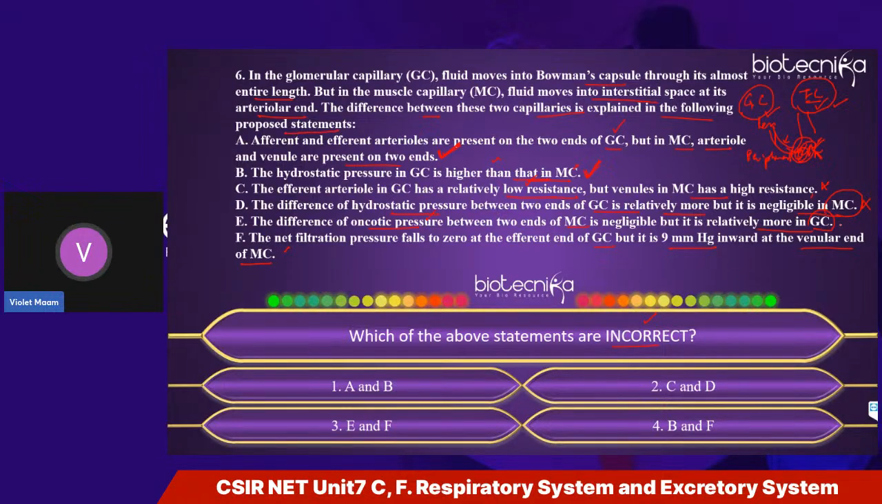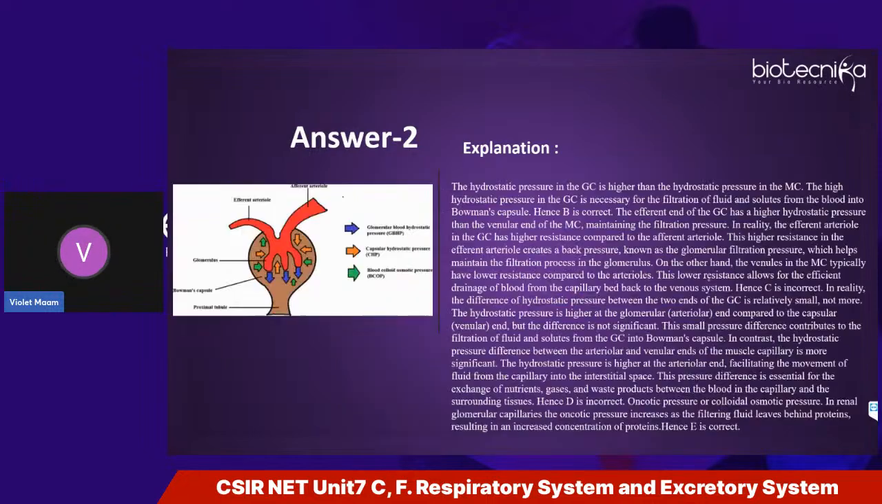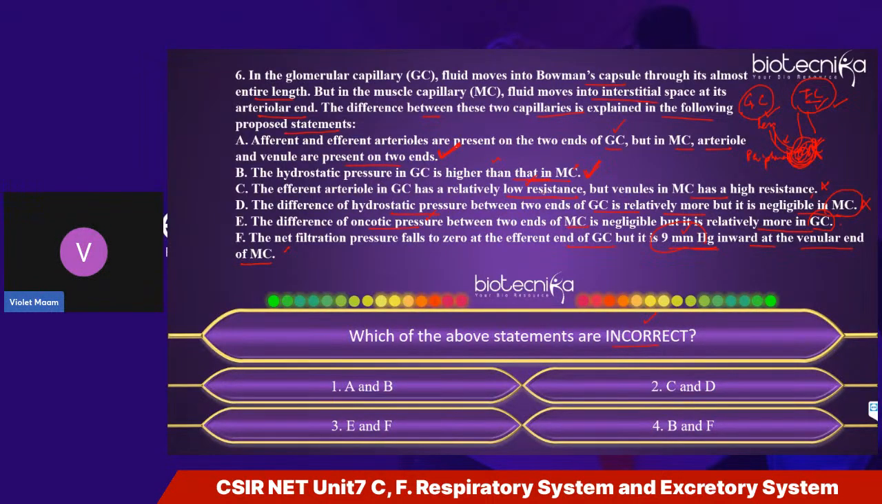The net filtration pressure falls to 0 at the efferent end of glomerular capillaries, but it is 9 inward. What they are saying is there is around 9 mm of mercury, but apparently at the efferent end of glomerular capillaries the net filtration pressure will fall to 0. They are considering it throughout. They have mentioned the value as 9, but we just calculated it is around 7, so there is slight variation in the question. But what they have mentioned is about this pressure in the venous end, around 9, so F will be correct. The incorrect statements will be C and D.